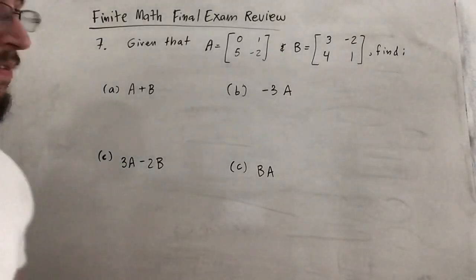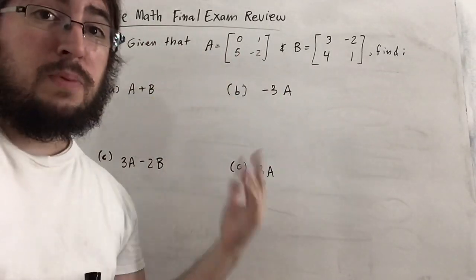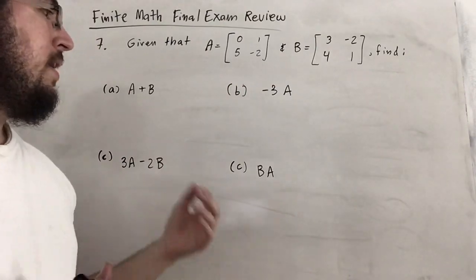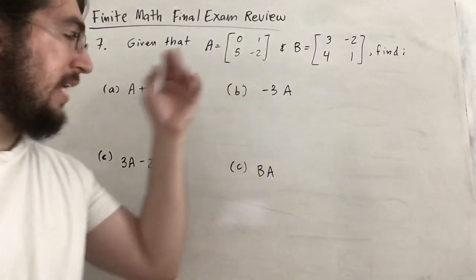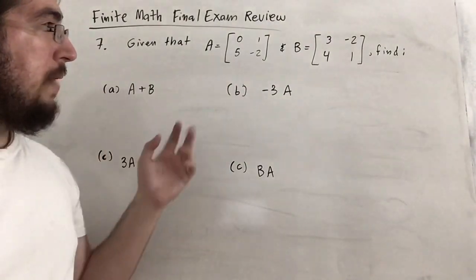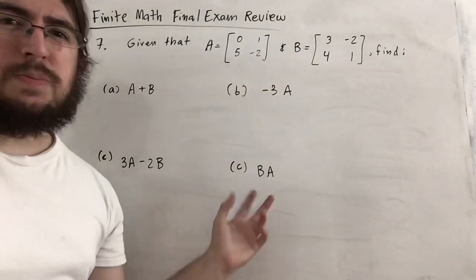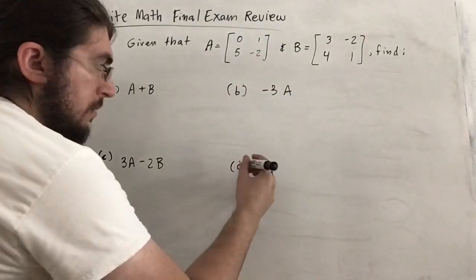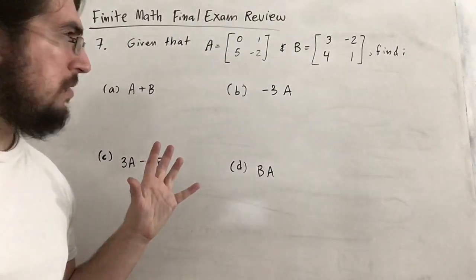All right, so for number 7, we're asked to find the following given these two 2 by 2 matrices A and B. They're all a little different, of course. Here we're adding, here we're multiplying by a scalar -3 to A. Here we're subtracting 3 times A by 2 times B. And here we're multiplying B and A, but in this specific order. This was part D, by the way, my mistake. So now let's see if we can do this. I think we have enough space.